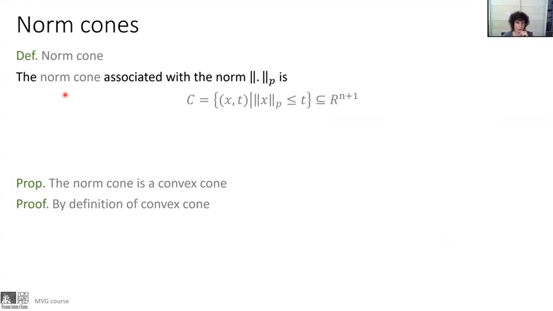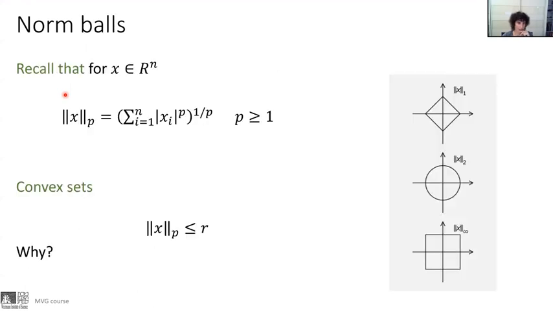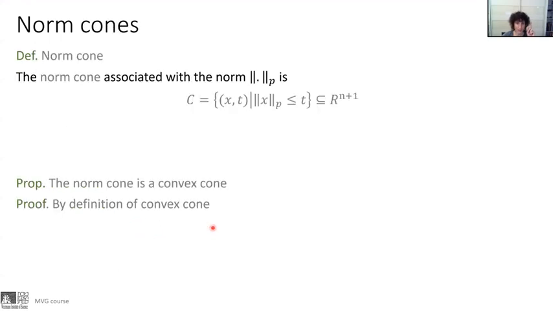What is a norm cone? We just discussed the norm, and we say that this is a convex set when R is fixed. But now I want to show you something which is a generalization of what we had before, and the norm cone is the following.